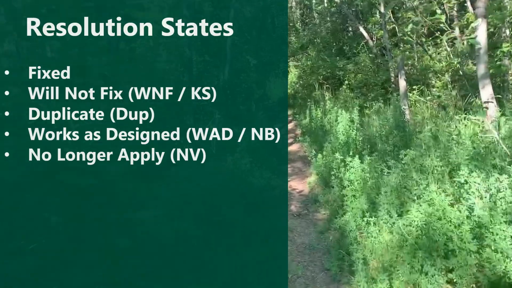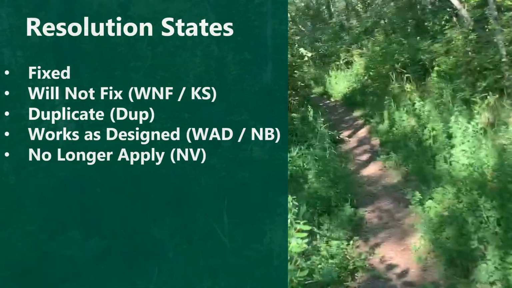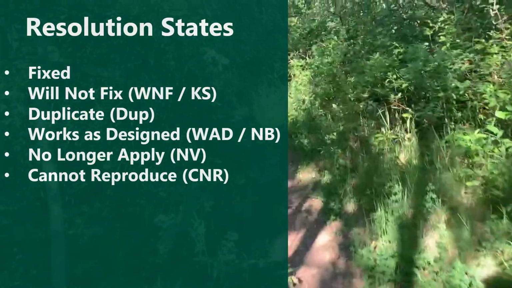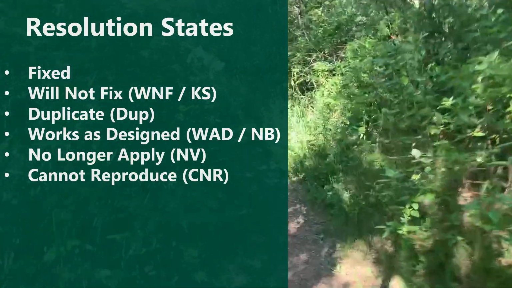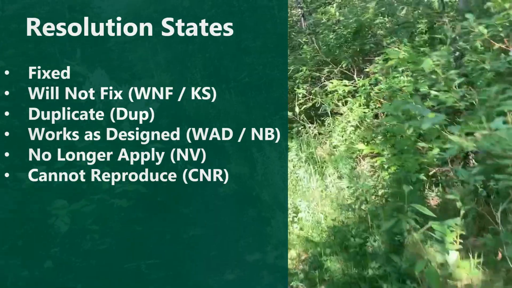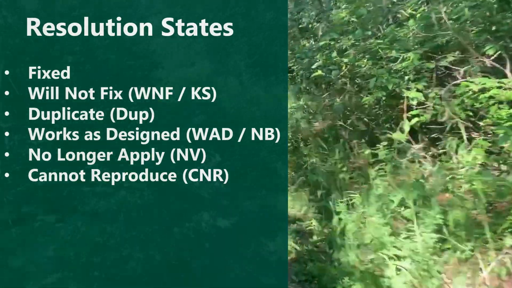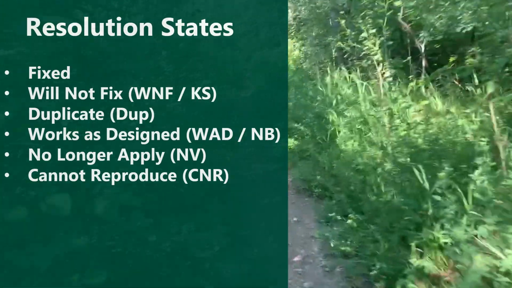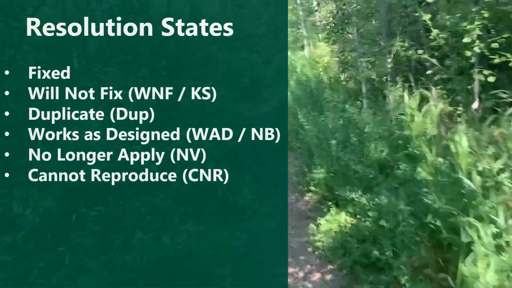And then the final state that a bug can end up being resolved into is a cannot reproduce. This is a bug which was filed, but the person it was filed to can't reproduce it. Often this is because the bug got fixed out from underneath them, but sometimes it can be because the bug doesn't have adequate reproduction steps.